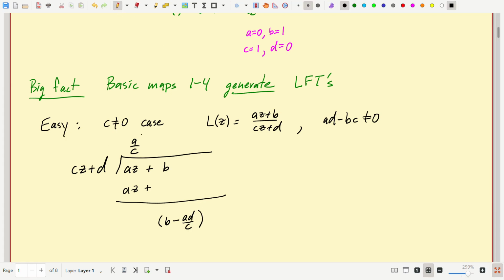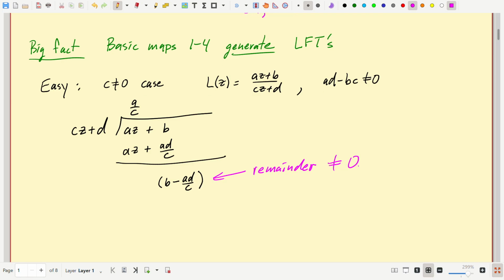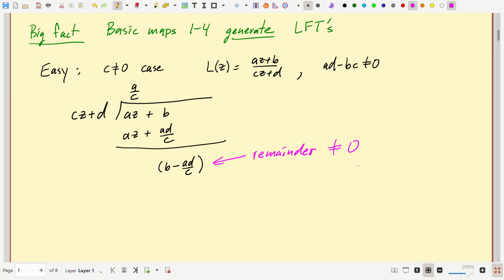Let's see, AZ, and this would be plus AD over C. And if you look at that BC, that's kind of the determinant. That's the remainder when you do long division, and it's unequal to 0. Because you relate it, it's like minus, if you multiply that by C minus C, you get the determinant.